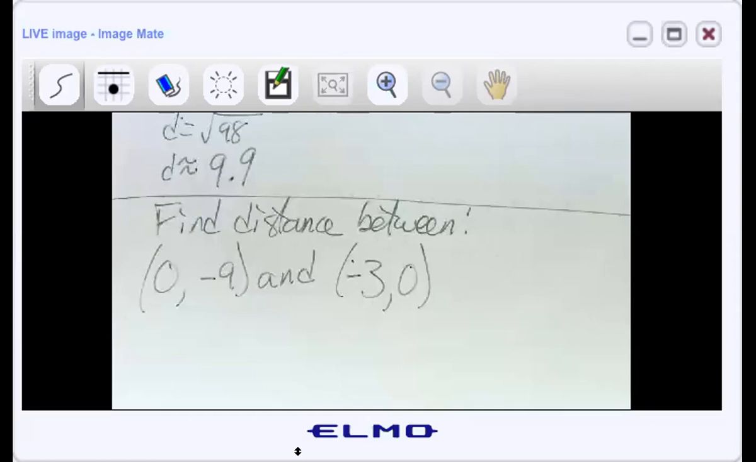But hopefully you can find it on your own. Just go back and retrace any steps. Make sure you're using the right formula, which I'll write again here.